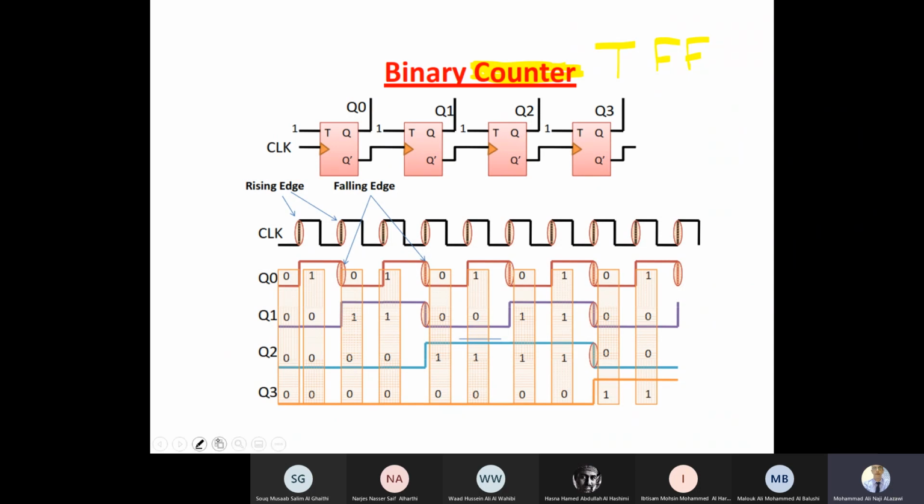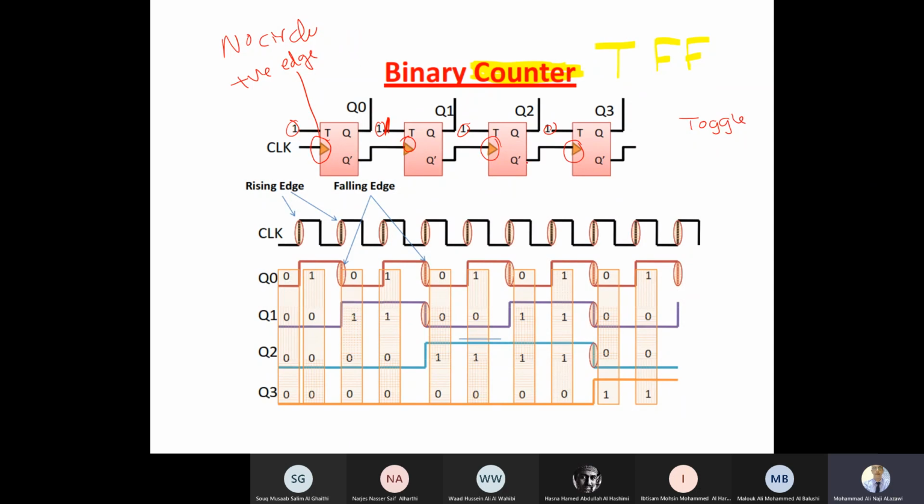See here. First of all, the change will take place where there are no bubbles, right? No circle. That means positive edge. So the change will take place in the positive edge. And of course, the same thing happens here. Here also positive, and here positive. Sometimes, be careful, I may give you one positive, one negative. You have to be very careful. Next, I have one here, input to all T flip-flops. Why do I give one? Because I want the flip-flop to work in the toggle state.